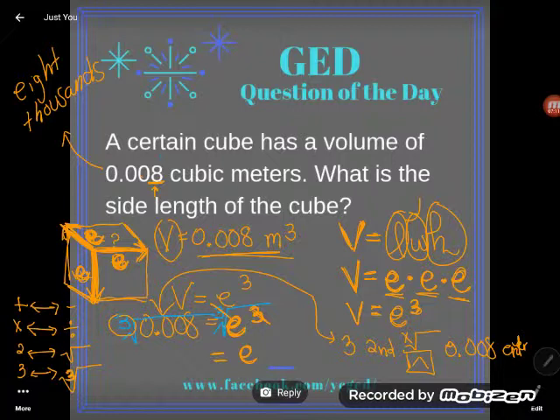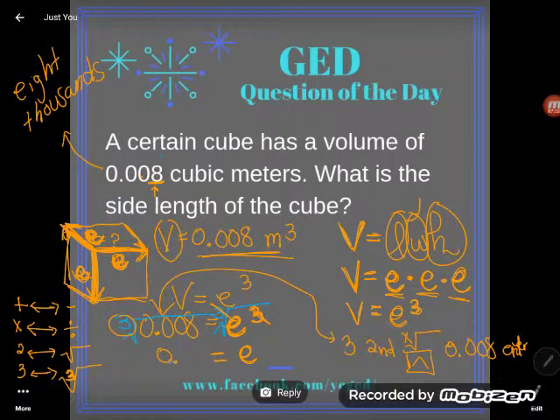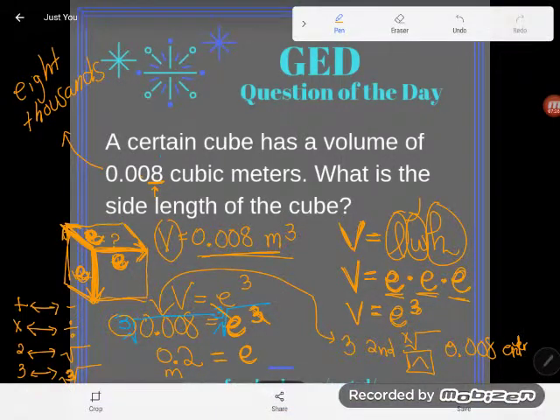And something interesting is going to happen, something that students don't expect. You're going to get something bigger. Indeed, we get 0.2. 0.2 what? 0.2 meters. Okay, so that is the final answer. How long is this edge length? It's 2/10 of a meter.